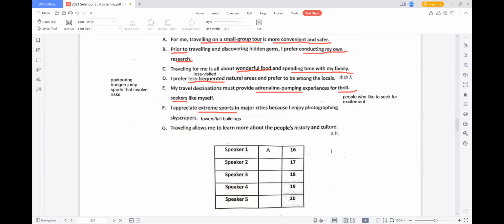Okay, all right. So the answer for speaker 2 is B. Why is it B? Did you hear anything that talks about B? He talks about the person liking to do some research. He wants to do research. He chooses her own place. She wants to discover those beautiful places. So this person prefers to conduct his own research. So it's B. Okay, speaker 3.